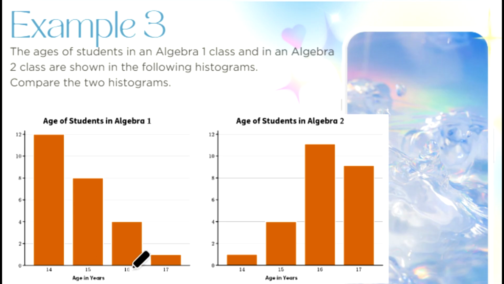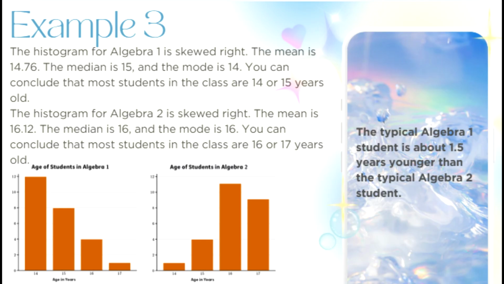First thing I would do is look, and these horizontal axes are exactly the same. 14, 15, 16, 17, 14, 15, 16, 17. That makes it a lot easier to interpret. The histogram for Algebra 1 is skewed right, head, tail. The mean is 14.76, the median is 15, and the mode is 14. You can conclude that most students in the class are 14 or 15 years old, which you can clearly see right here without doing any math.